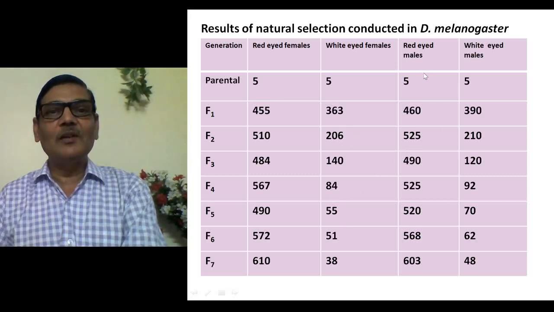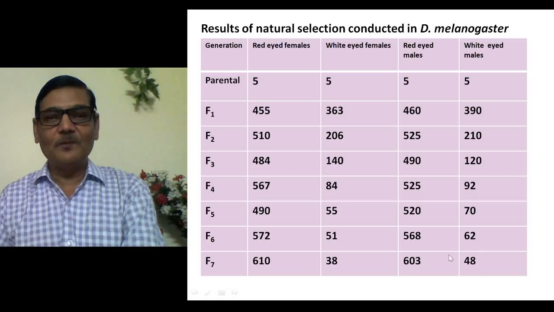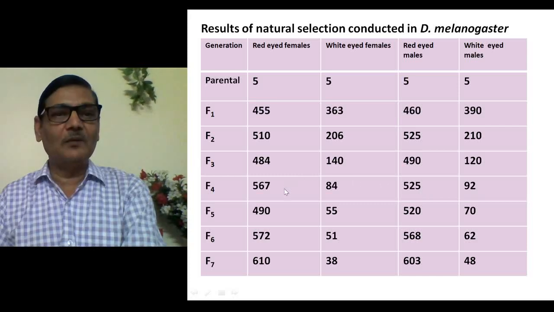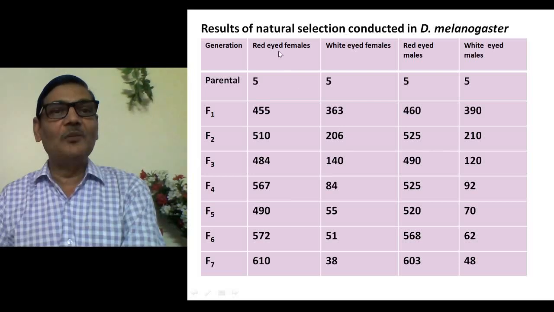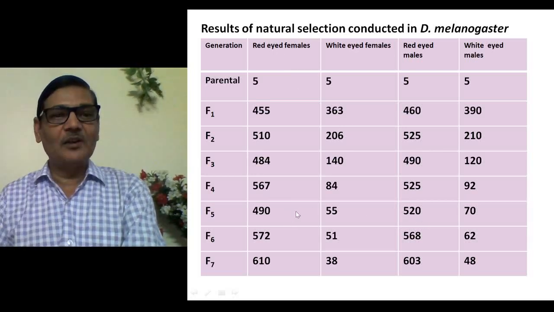And you will also observe that the number of white-eyed males is also going down. But red-eyed males are not declining. They are almost equal to the number of red-eyed females. So red-eyed females and red-eyed males are not being affected much number-wise, but mutant males and females, their number is going down in every generation.